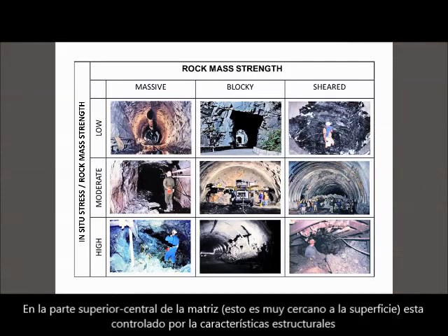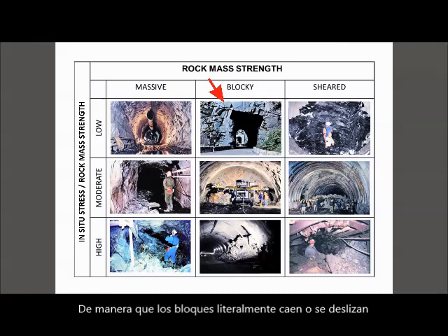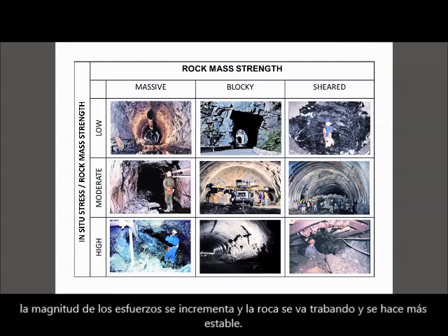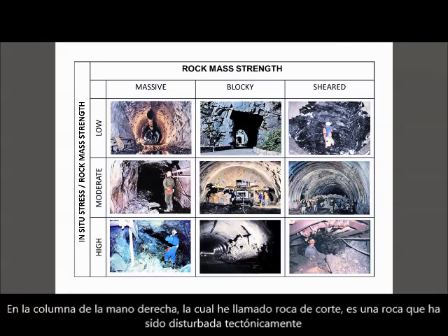In the middle, the top center block in the matrix, very close to surface, is controlled by the structural features. So the blocks literally drop out or slide out because there's not sufficient confinement to keep them in place. So that's a special case. And as the stresses become higher, as you go deeper down, the rock is more closely interlocked and much more stable.